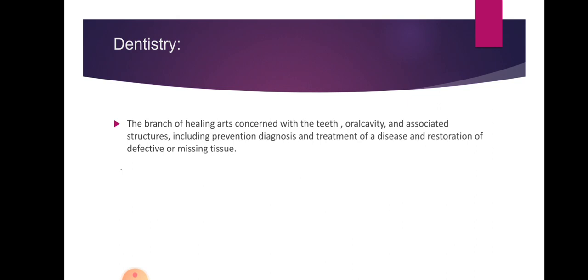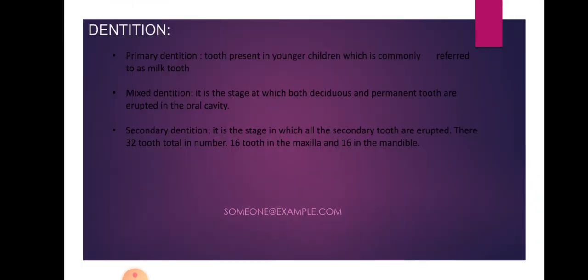So the next is dentition: primary dentition, mixed dentition, secondary dentition. These are the three types of dentition. So the primary dentition is seen in children and it's most commonly known as milk tooth. Mixed dentition is the stage at which both deciduous and permanent tooth are erupted in the oral cavity. Secondary dentition is the stage in which all the secondary tooth are erupted. So there are 32 tooth in number, 16 in the maxilla, 16 in the mandible.